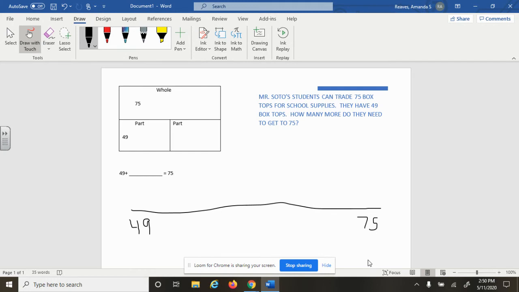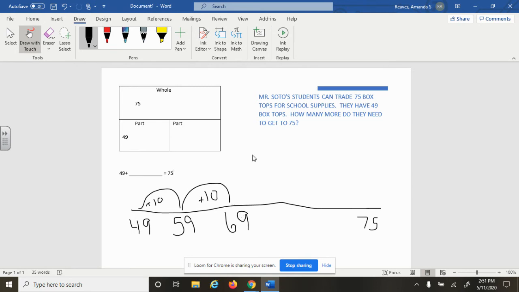We don't want to count up by ones, because if we count up by ones, it's going to be a lot of counting to get from 49 to 75. But we've spent a lot of time this year in second grade working on how to count by tens. So we would use hops of 10. So we would say 49, and we would do a plus 10 here. 49 plus 10 is 59. We would hop another time with 10. 59 plus 10 is 69.